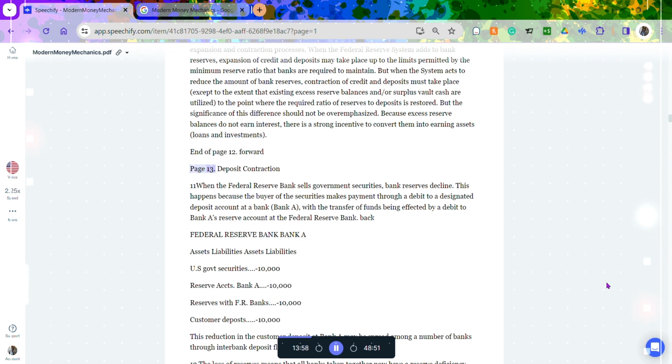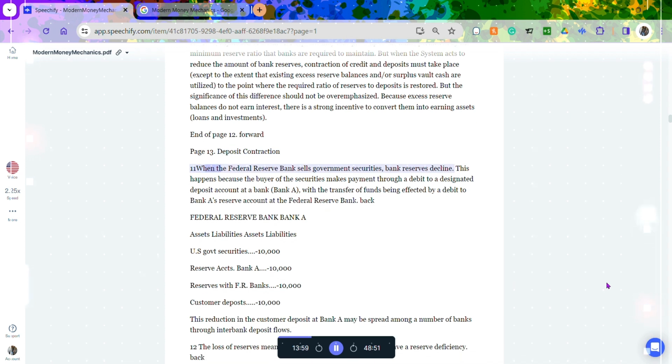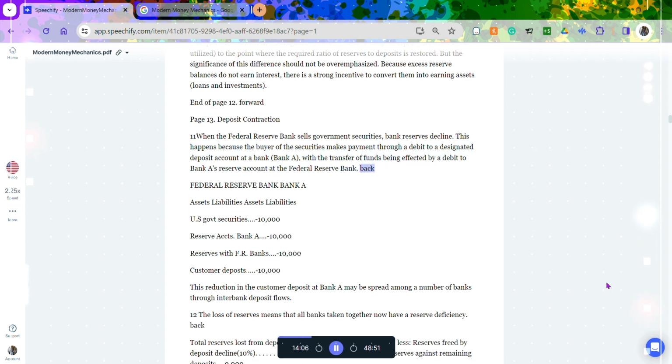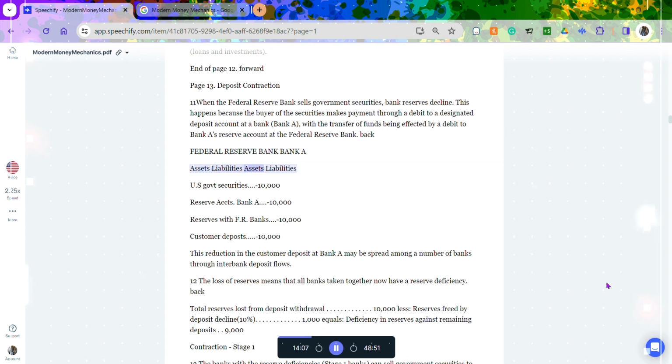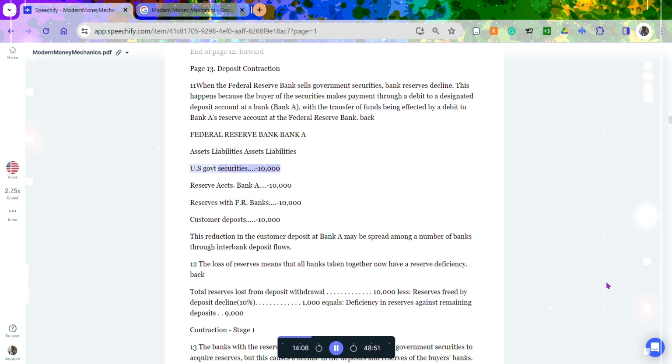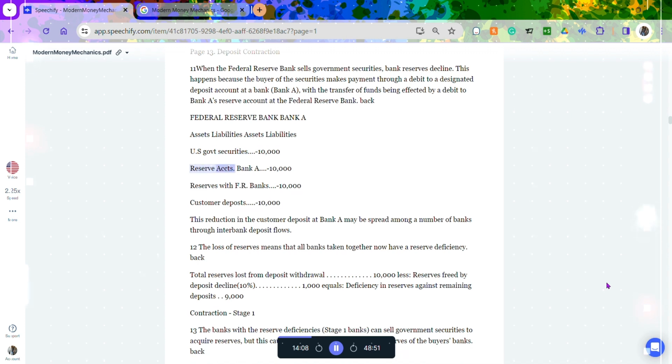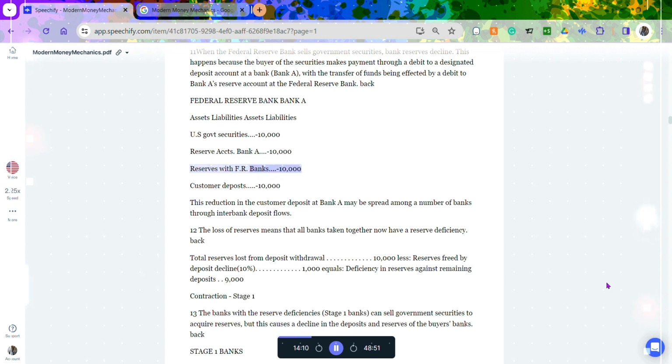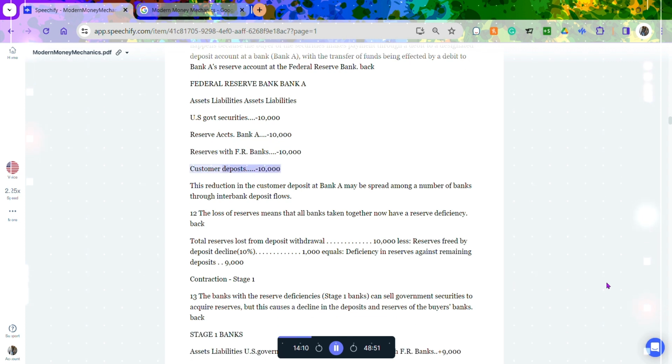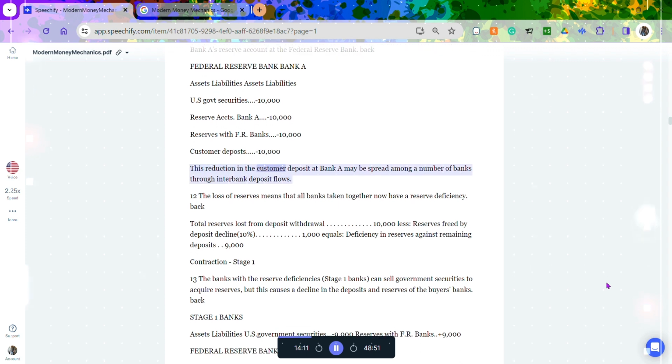Page 13. Deposit contraction. 11. When the Federal Reserve Bank sells government securities, bank reserves decline. This happens because the buyer of the securities makes payment through a debit to a designated deposit account at a bank, Bank A, with the transfer of funds being effected by a debit to Bank A's reserve account at the Federal Reserve Bank. Bank A: assets, U.S. government securities, -10,000; reserves with FR Banks, -10,000; liabilities, customer deposits, -10,000. This reduction in the customer deposit at Bank A may be spread among a number of banks through interbank deposit flows.